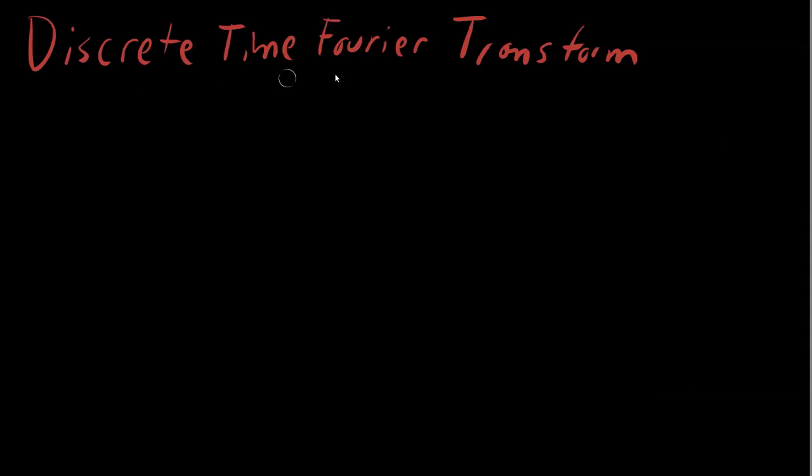The discrete time Fourier transform is often referred to as the DTFT. The discrete time Fourier transform is the first step in taking the continuous time, continuous frequency Fourier transform that we saw in the previous video and converting it to something that's slightly more accessible, but still not totally accessible by a computer.